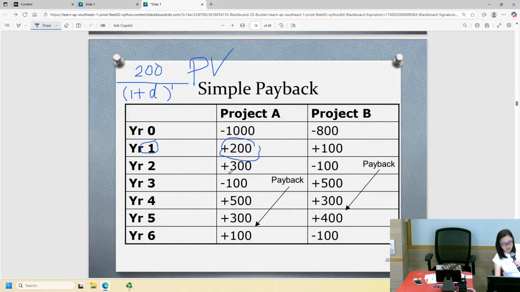And similarly, 3 years later you have to pay $100, but not now, 3 years later. So if you convert it into the present value, it would be the future amount of money, 100, divided by 1 plus the discount rate, to the power 3. So we may use this to calculate the present value of $100 that will be paid 3 years later.